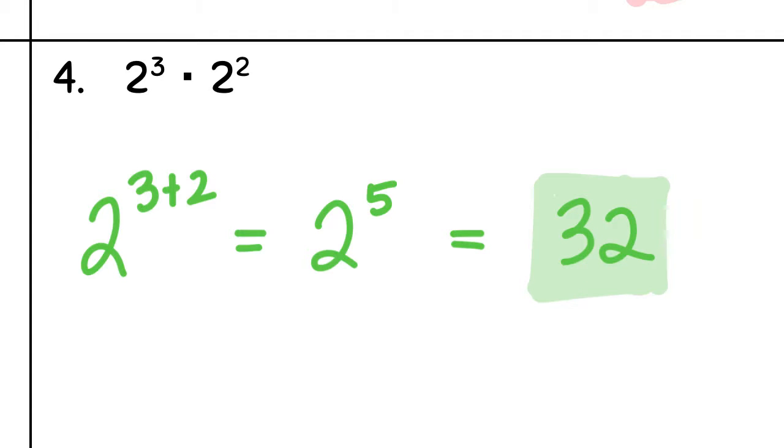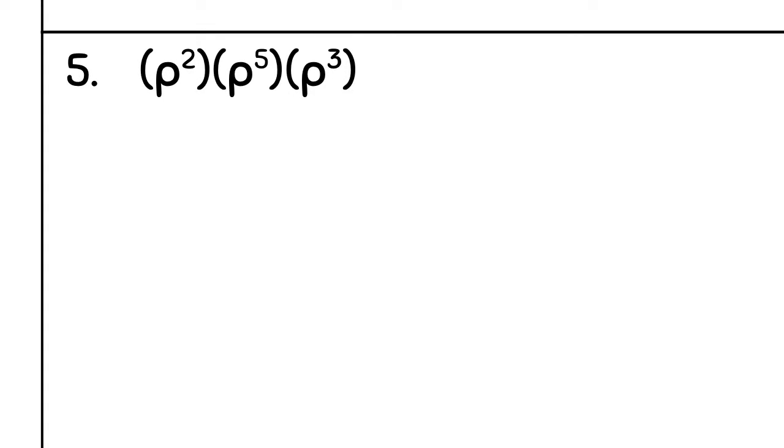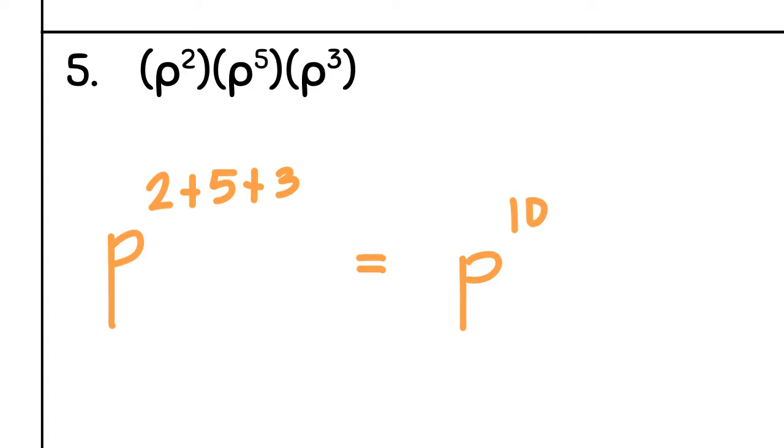Okay. Our next problem says p to the 2nd power times p to the 5th power times p to the 3rd power. Those parentheses, we already know that means that they want us to multiply all of these values, and all of them are the same variable. They're all p. So the rule still applies. All we need to do is add up those exponents. So it would be p to the 2 plus 5 plus 3 power, and when you add all of that up, you get p to the 10th power. So that would be my final answer when multiplying those variables.